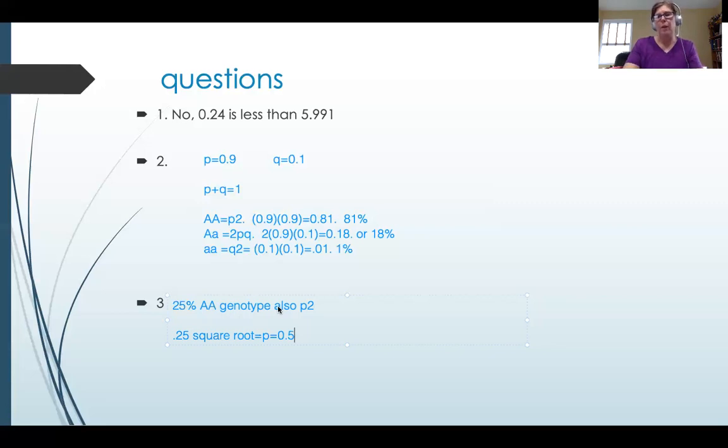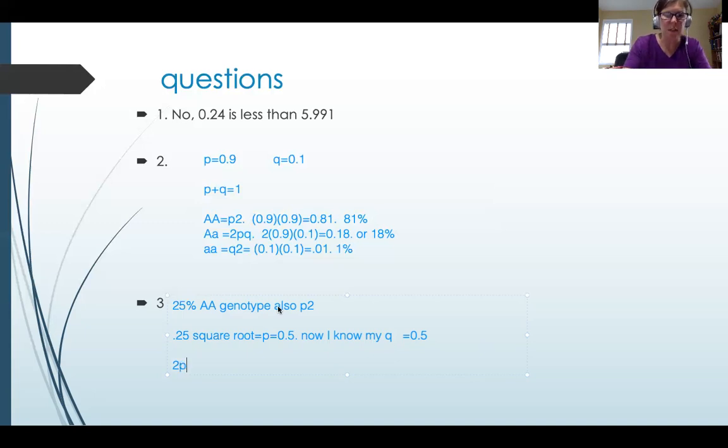Boom, now I know my Q, right? My Q is going to be 0.5, because P plus Q is 1, so that's going to equal 0.5, because 0.5 plus 0.5 gives me 100%. Okay. So what are the frequencies of the dominant and recessive alleles? Got them, 0.5, 0.5, and now it's going to ask me what's the frequency of the heterozygous.